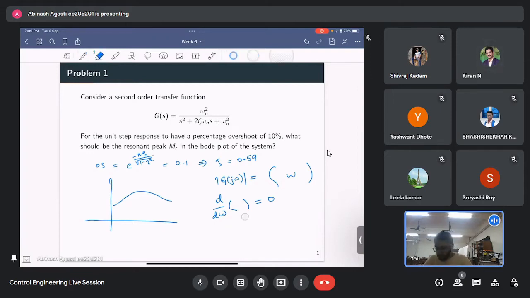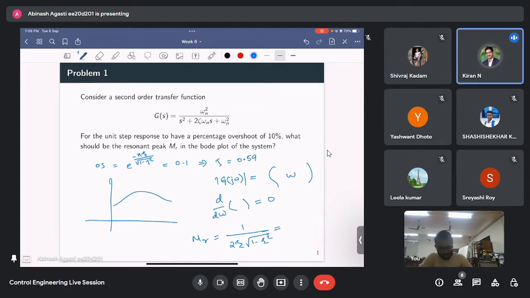So for that, the formula is given by MR equal to 1 by 2 zeta root 1 minus zeta square. So can someone now calculate this one? 1.049. Yes, correct. 1.049. So this is the resonant peak in the Bode plot of the system. Any issues with this question? Anyone has any doubt? No, sir.